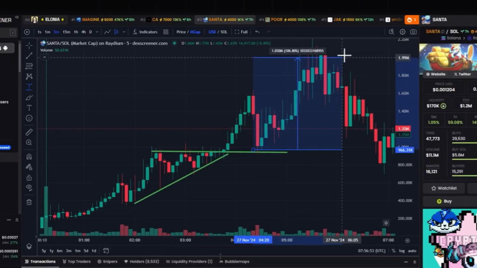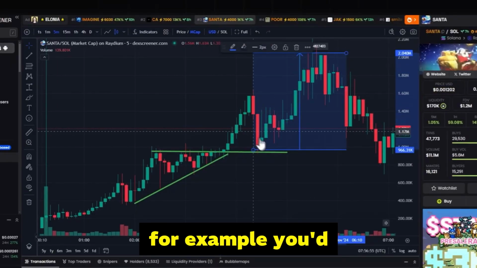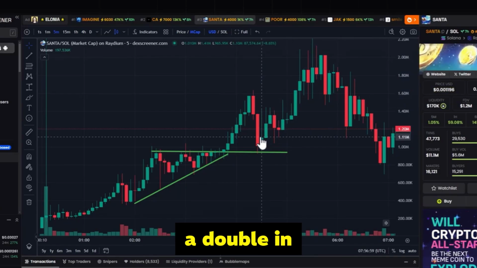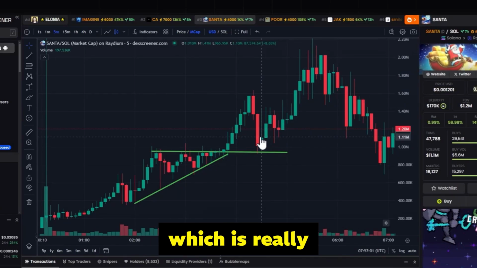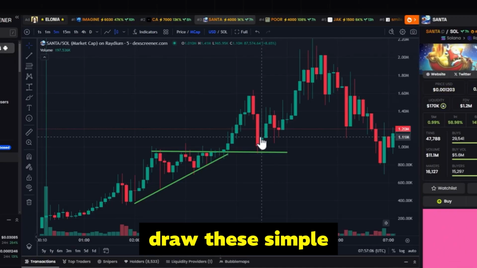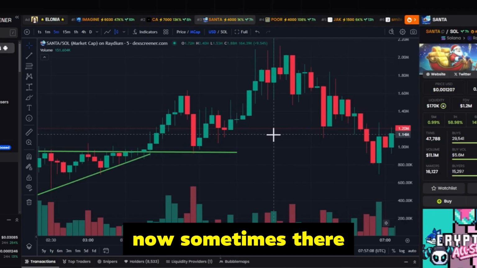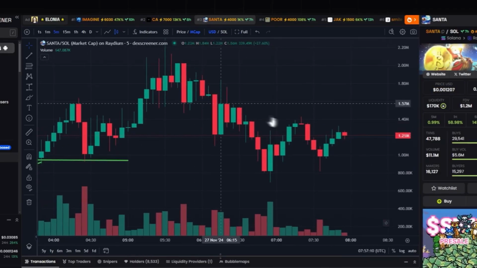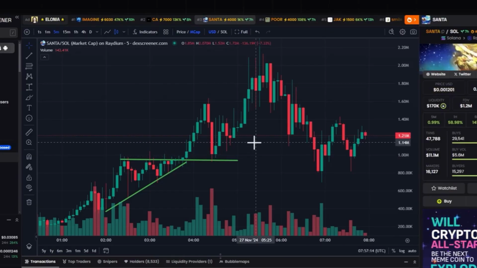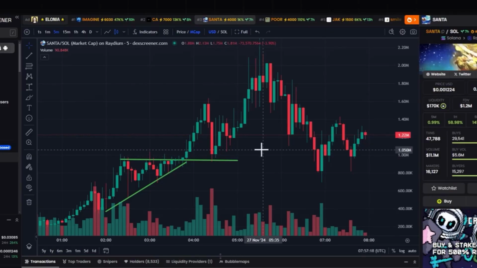And if you did that and you bought in, and let's say for example you'd held, you'd be able to get an easy 100% gain on your money, which is essentially a double in terms of your investment size, which is really good, really interesting, and really easy, as long as you manage to draw these simple charts and graphs. Now, sometimes there aren't these kind of charts. You can see sometimes it does get really messy, and that's okay. Oftentimes, I simply won't invest in coins if it doesn't have a clear chart structure.